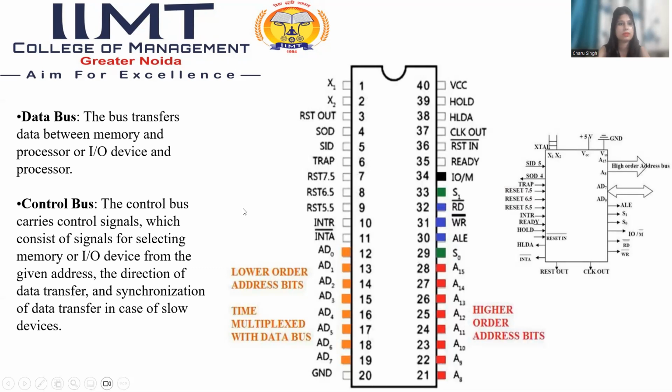Here we discuss the data bus. The data bus transfers data between memory and the processor, or between I/O devices and the processor. And then we have the control bus. The control bus carries control signals, which consist of signals for selecting memory or I/O devices from a given address, the direction of data transfer, and synchronization of data transfer in the case of slow devices.